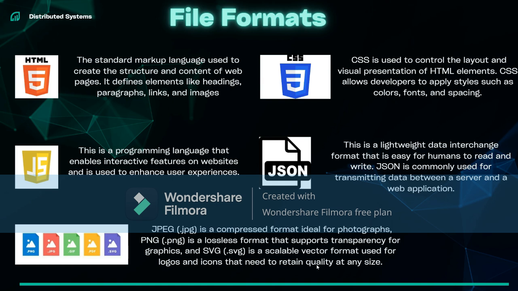And then we have the JSON format, which is an interchange format that is easy for humans to read and to write. It's mainly used to transmit data between the server and the web app. And then file formats like JPG or JPEG, PNG, and SVG. These are ideal formats for photographs. They also support transparency for graphics, and they are also used to keep the logos and the icons retaining their quality at any size.